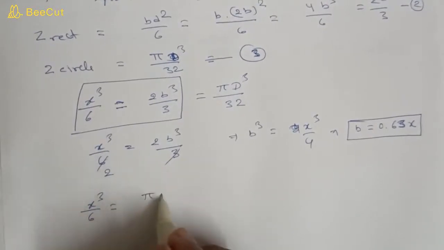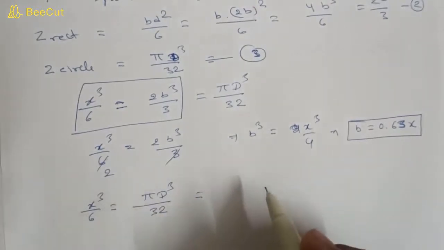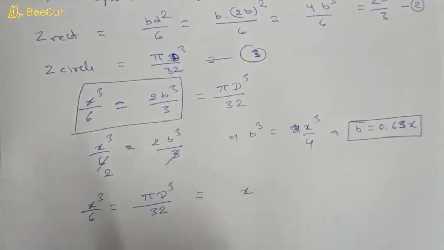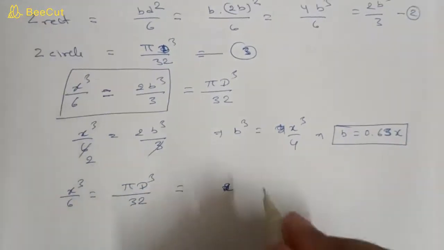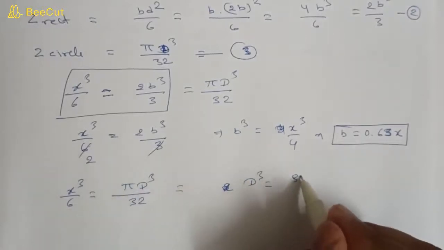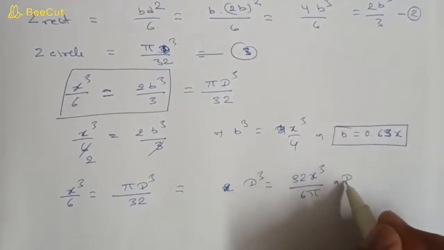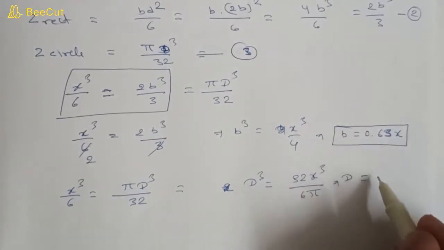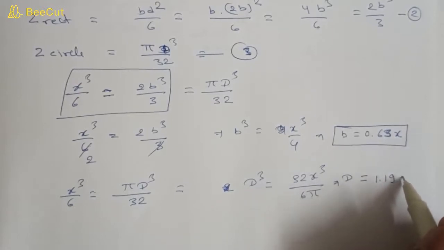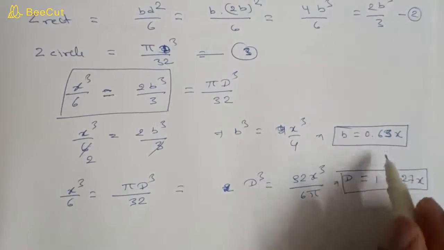B will be 0.63x. Now if we compare the circular section and square section, then x cube by 6 will be equal to pi D cube by 32. So D cube will be 32x cube upon 6 pi. If you calculate D, then you will get D is equal to 1.1927x. This is the second relation.